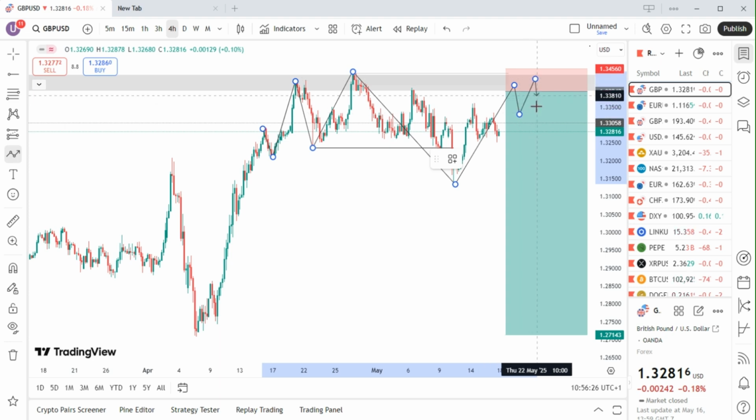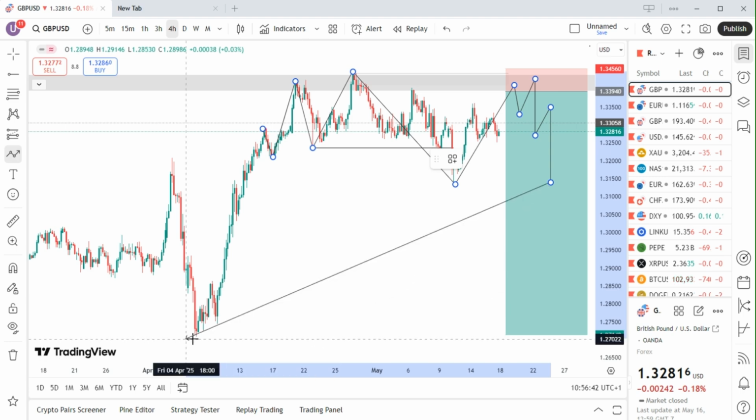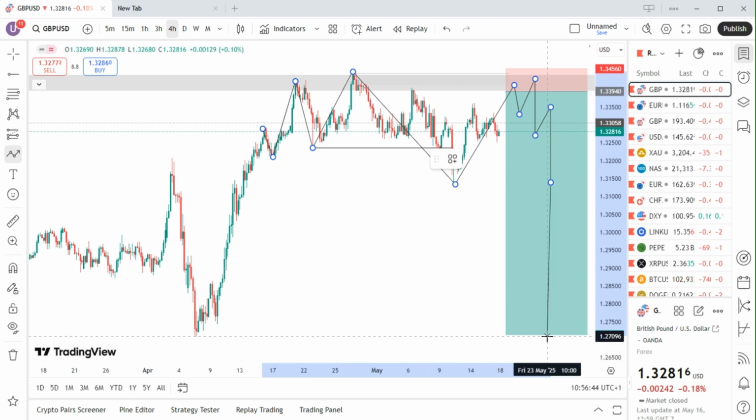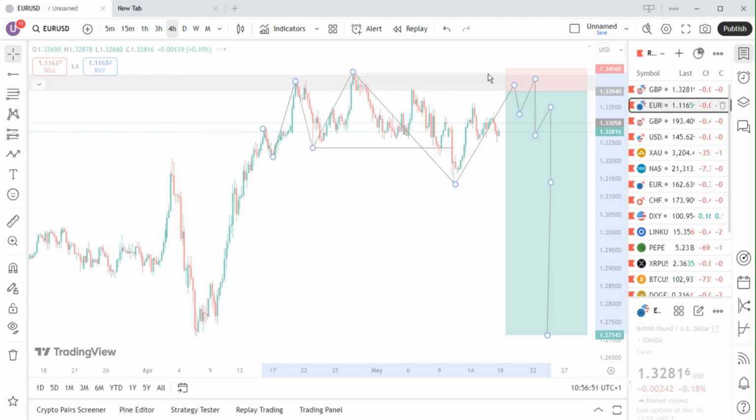Okay, and we'll do what? We'll enter a sell position, and stop loss will be above the zone, and take profit here is the first level of take profit at this zone before we'll now see if the price can still push down to this liquidity area. So this is how we take our entries on GBP USD. So next pair on the list is Euro USD.